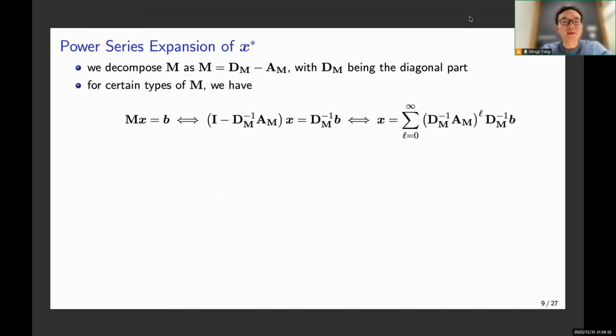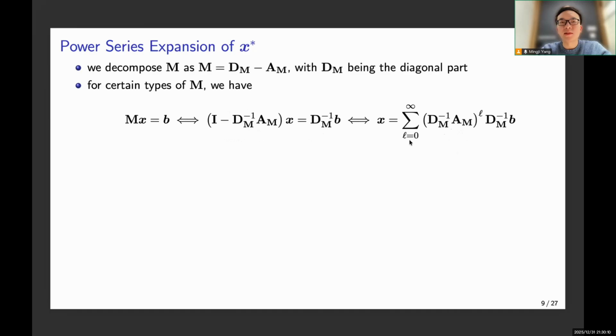So for some certain types of M, we will have the following simple formula for the solution X. For the equation Mx equals B, we just multiply by the matrix D inverse on the left for both sides, which yields (I minus D inverse A) times X equals D inverse B. And if M has some nice properties, we can express the inverse of this I minus D inverse A by a power series involving the matrix D inverse A, just like the geometric series for real numbers.